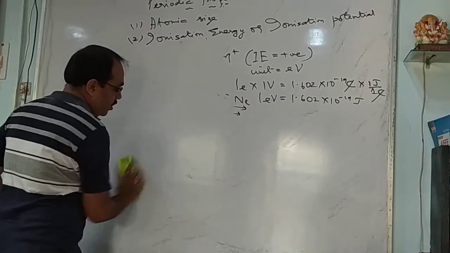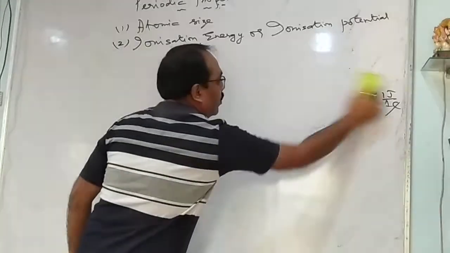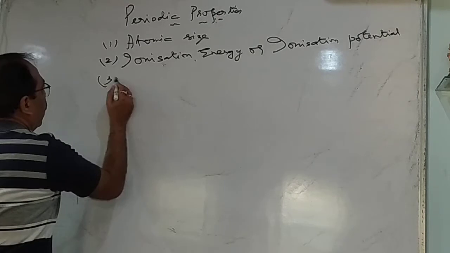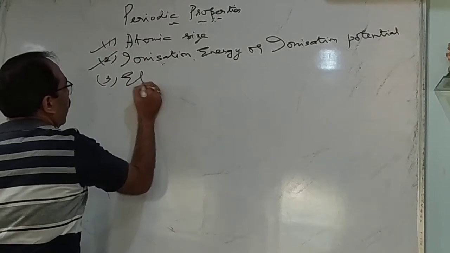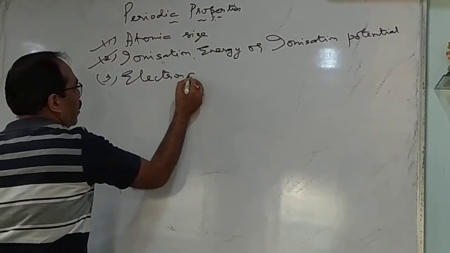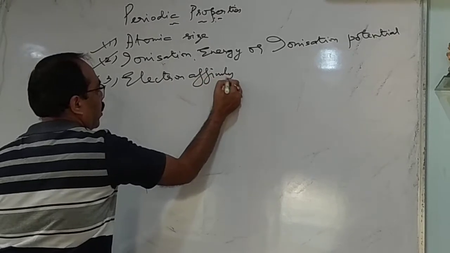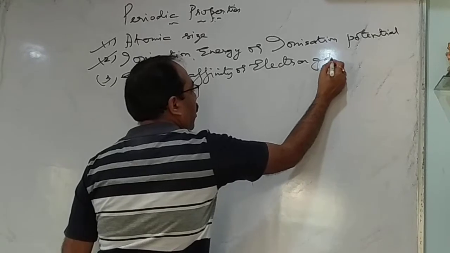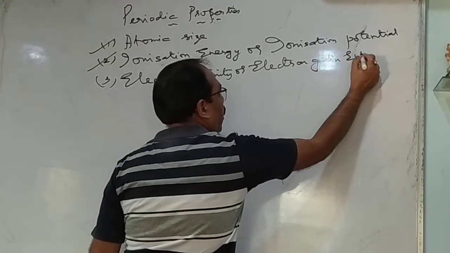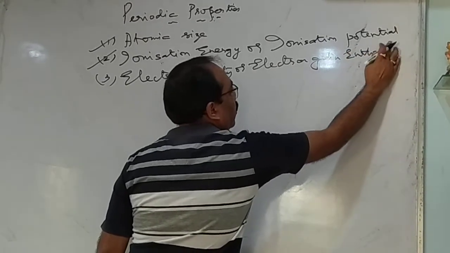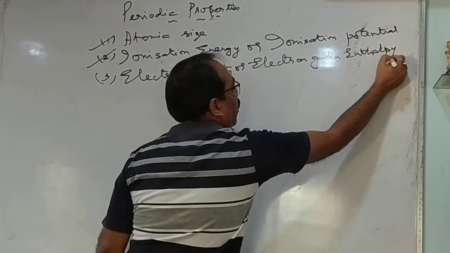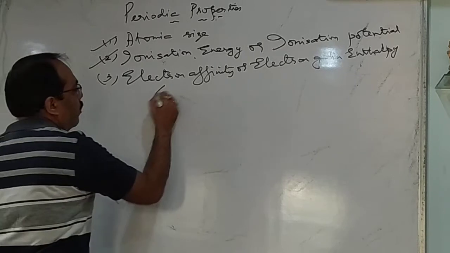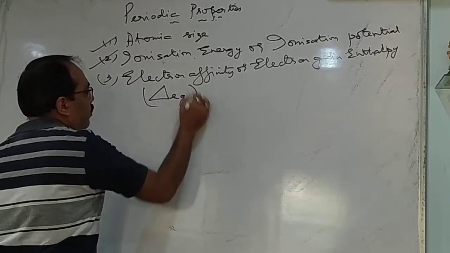the third one. Electron affinity. The first two are over. Electron affinity, or electron gain enthalpy, denoted by the letter delta Eg.